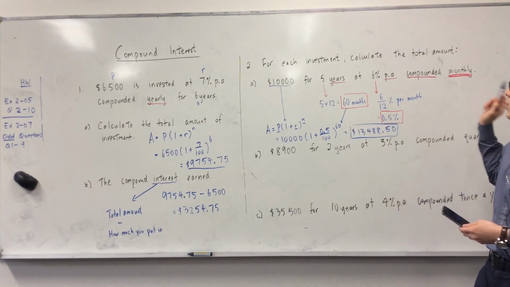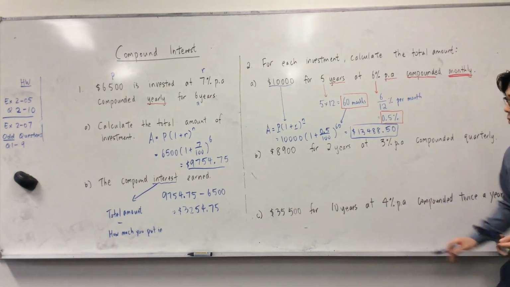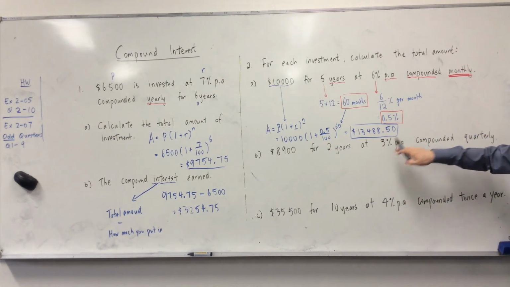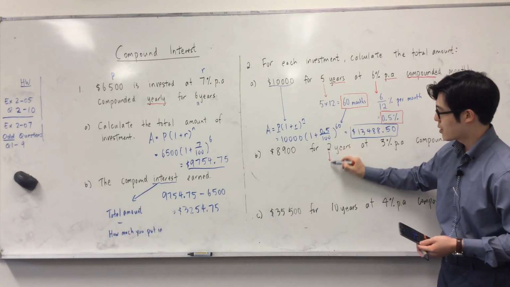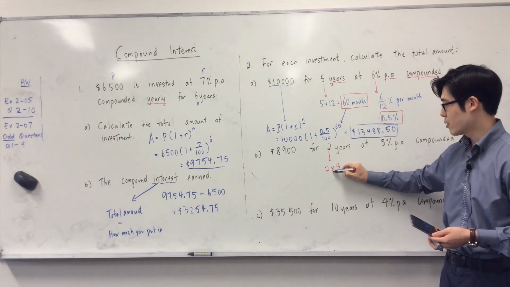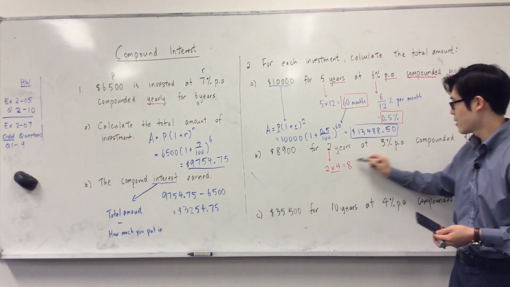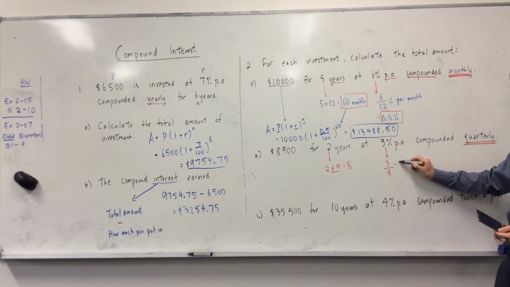So it's very important you read the question and see what time frame they want. Same thing with this question. We've got the principal, 2 years, 3% per annum, but they want it compounded quarterly. What that means is you need to get the years, and because there are 4 quarters in a year, you times that by 4, and that's 8. But with the percentage, you divide by 4, so it's 3 over 4%.